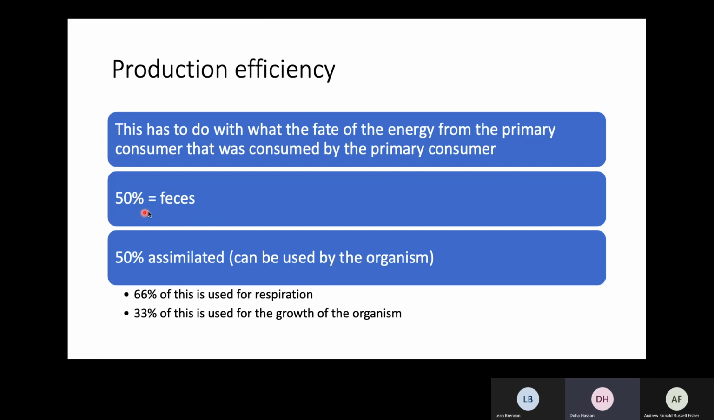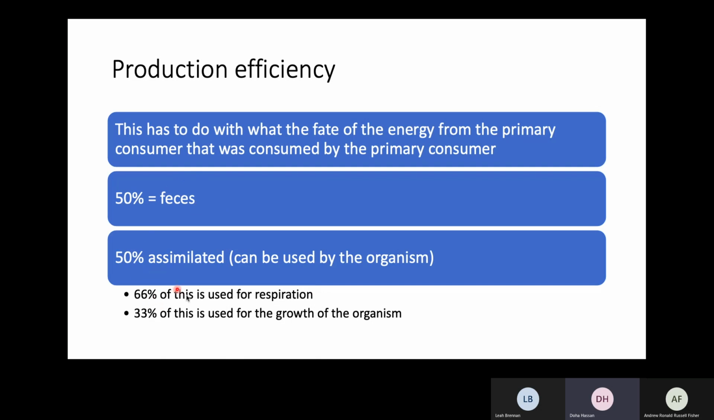So it's actually unusable and it's just poo. And of course, the detritivores can come in and deal with that, but for now it's just poo. And then 50% of it is assimilated, meaning that it's actually able to be used by the organism. So you get kind of a half and half. Right off the bat, you already lose 50% of that energy.